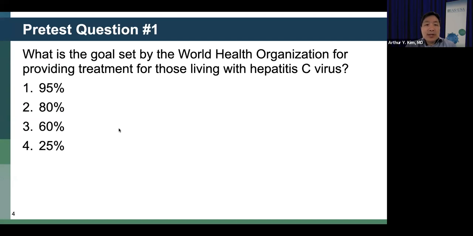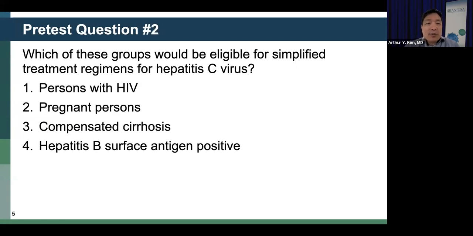That is the modal answer. And I'm glad that really none of you chose the really unambitious goal of only treating 25% of those living with hepatitis C. We'll go over that during the presentation.